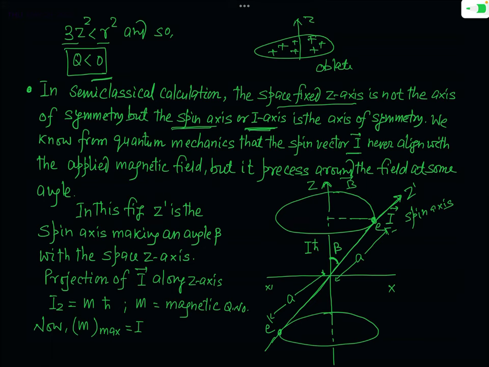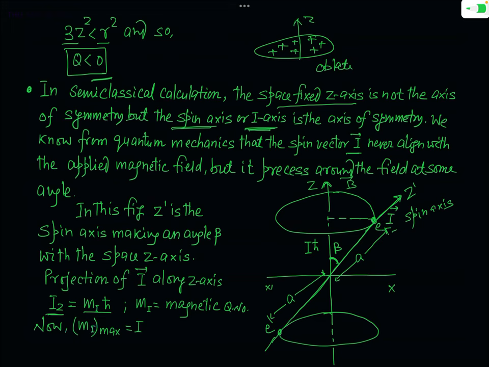As its z component is also quantized, and you have studied it in quantum mechanics, the z component of this spin vector Iz is equal to m_I h bar, where m is actually known as the magnetic quantum number, or you may write it as m or m_I. This is called, in fact, the spin magnetic quantum number.